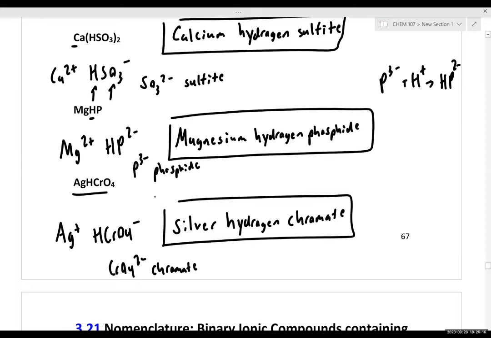So in order to write the correct name, we need to figure out each atom's charge? Yes, that is helpful because it allows you to identify the base polyatomic ion, and that in turn allows you to name the polyatomic anion correctly. Thank you. Any other questions that I can address?